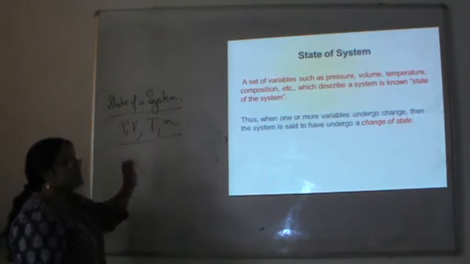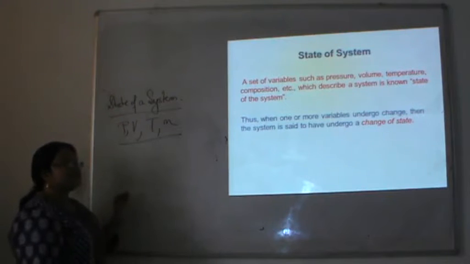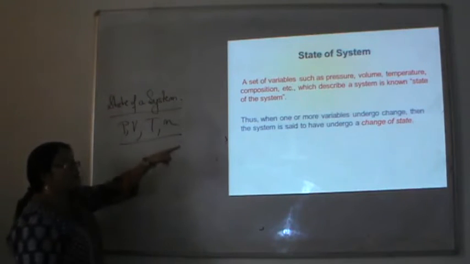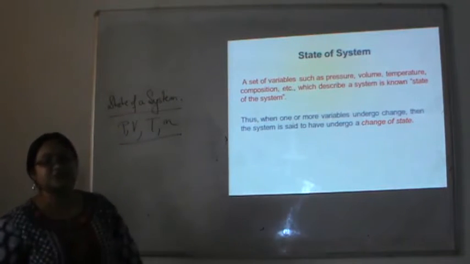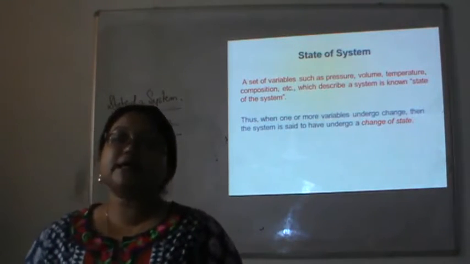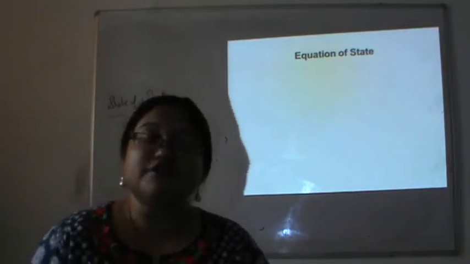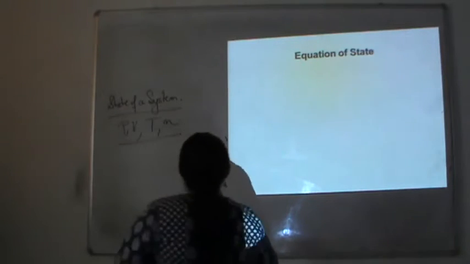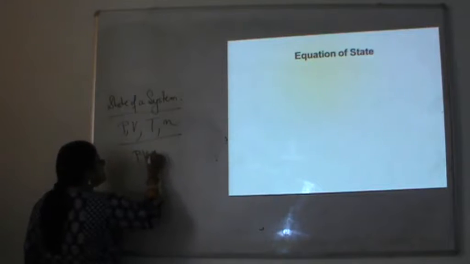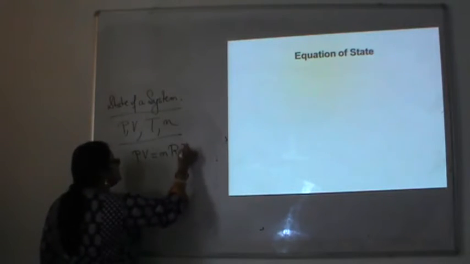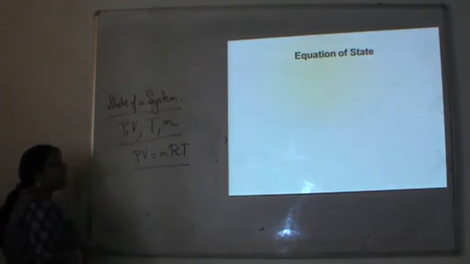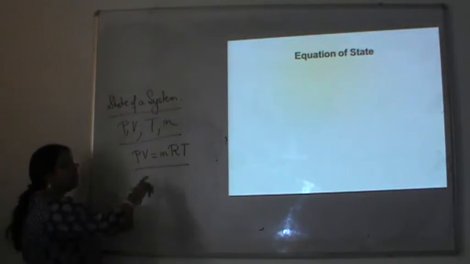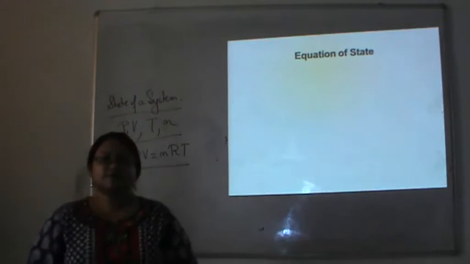If P, V, T or n undergo change, then the state change occurs. When one or more variables undergo change, then the system is said to be change of state according to the thermodynamical point of view. So what is the equation of state? Equation of state is PV equal to nRT. P is the pressure, V is the volume, n is the amount of substance, T is temperature, and R is the constant.